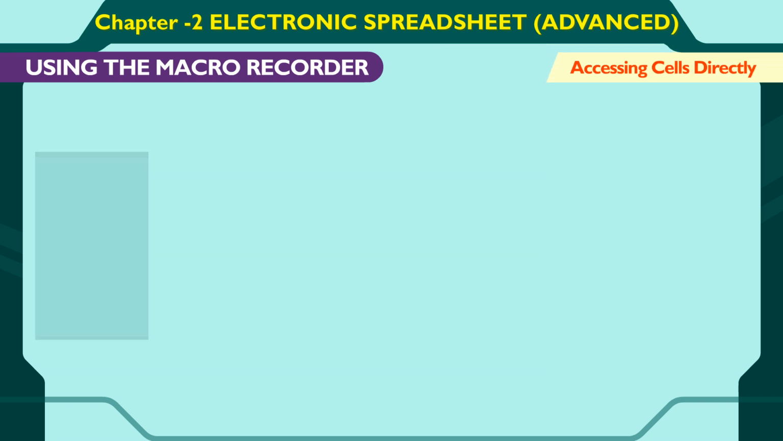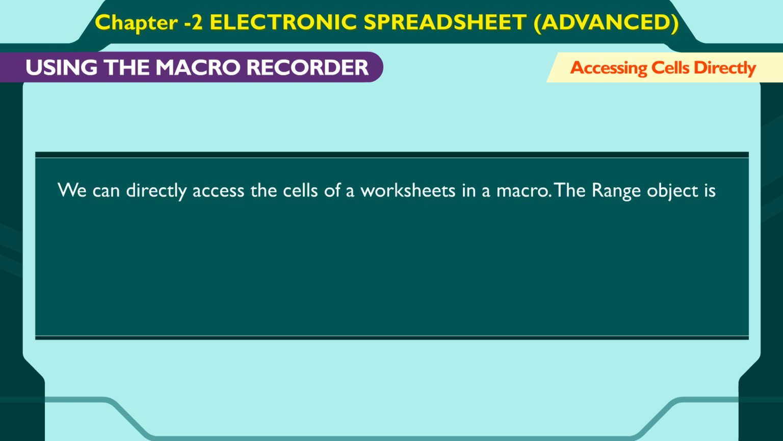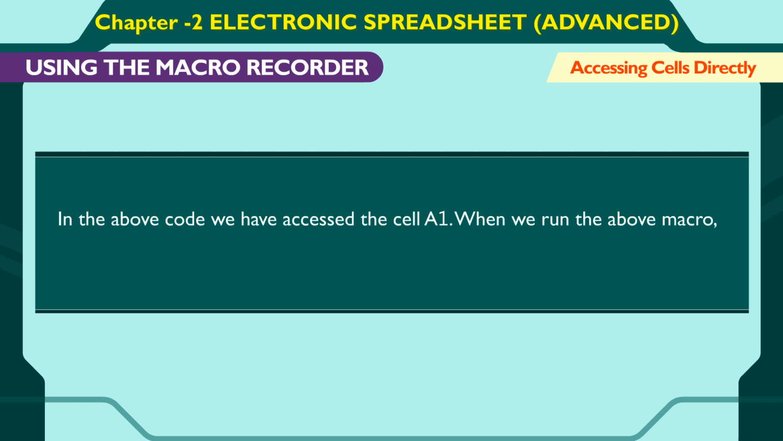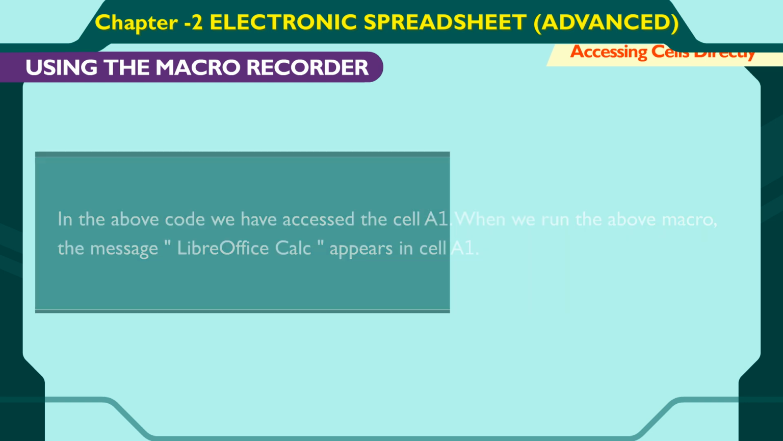Accessing cells directly. We can directly access the cells of a worksheet in a macro. The Range object is used to access the cells in a macro. For example, Sub writeVal. Range("A1").value = "LibreOffice Calc". End sub. In the above code, we have accessed the cell A1. When we run the above macro, the message LibreOffice Calc appears in cell A1.